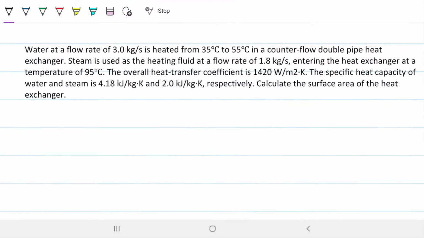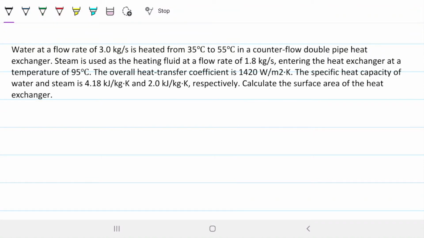All right, so the problem statement reads like so. Water at a flow rate of 3 kilograms per second is heated from 35 to 55 degrees Celsius in a counterflow double pipe heat exchanger. Steam is used as a heating fluid at a flow rate of 1.8 kilograms per second, entering the heat exchanger at a temperature of 95 degrees Celsius. The overall heat transfer coefficient is 1420. The specific heat capacity of water and steam is 4.18 and 2 kilojoules per kilogram Kelvin respectively. Calculate the surface area of the heat exchanger.